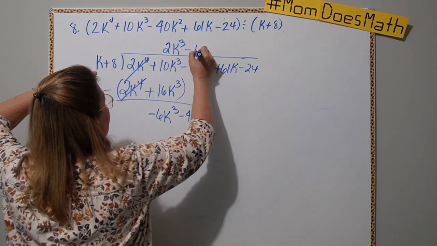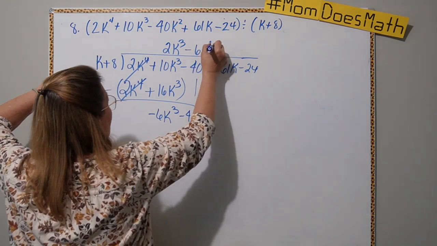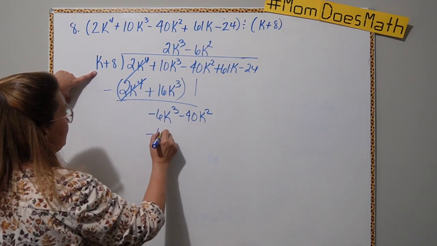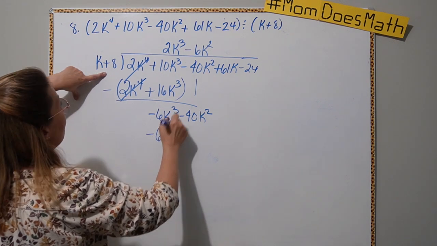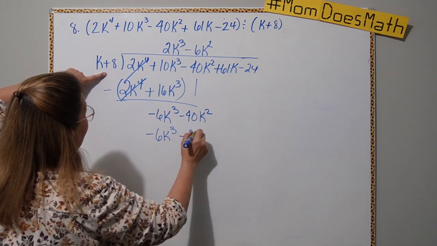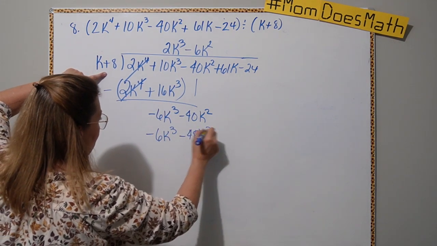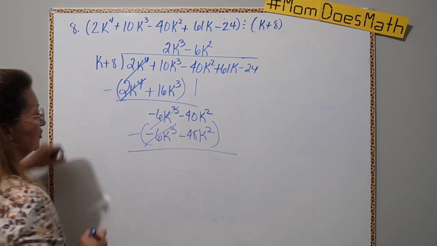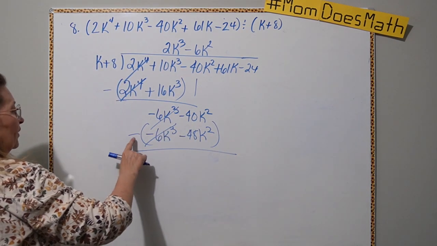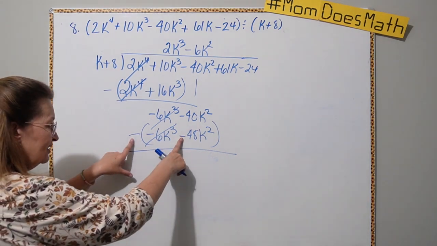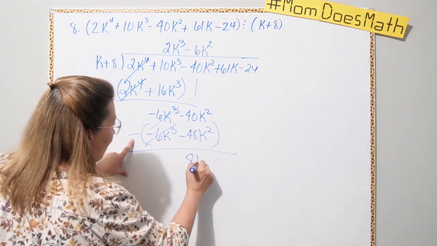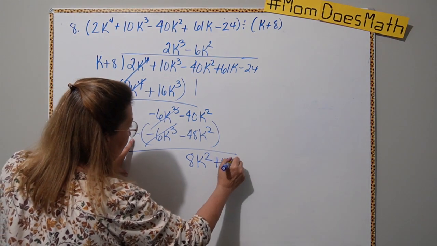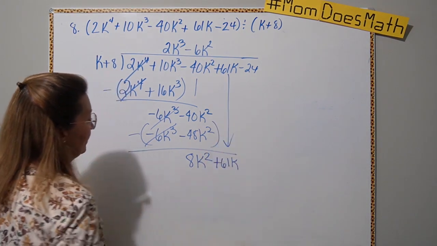Okay, so how many times will k go into negative 6k cubed? Well, negative 6k squared times. Multiply is going to give you negative 6k to the 3rd, and negative 48k squared. And I am subtracting. These subtract out. Negative 40, this makes plus a positive. So that's going to give me 8k squared plus 61k. I just dropped that down.